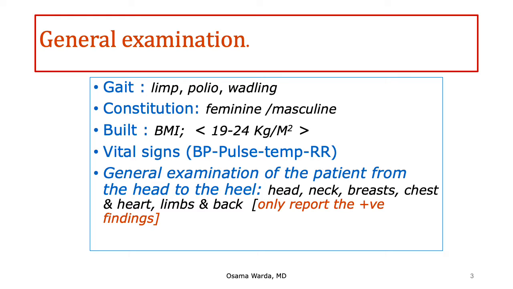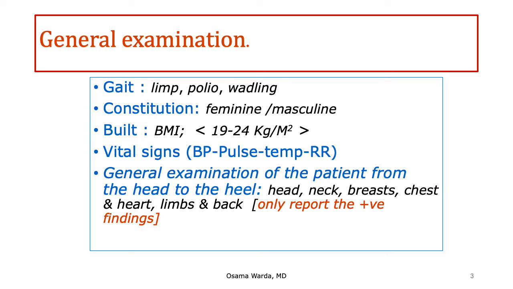The items that should be searched for and examined in the general examination of an obstetric case is gait. We ask the patient to walk and notice the type of her gait. If she is limping, if she had a weak limb, for example, from poliomyelitis, previous polio, or if she was waddling. These types of abnormal gaits may give a clue for the type of pelvis that may affect the mode of delivery later on.